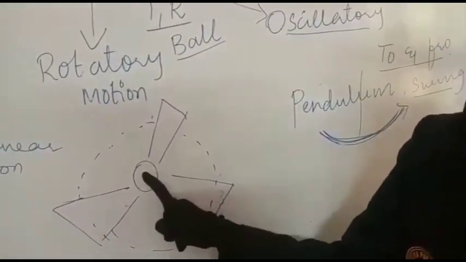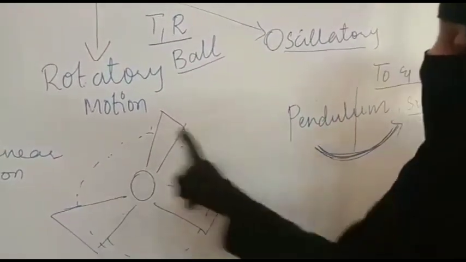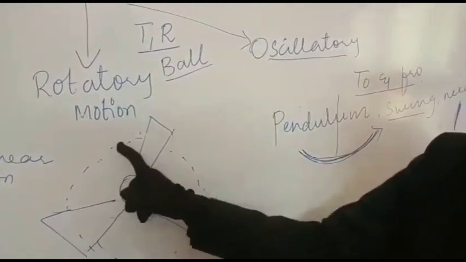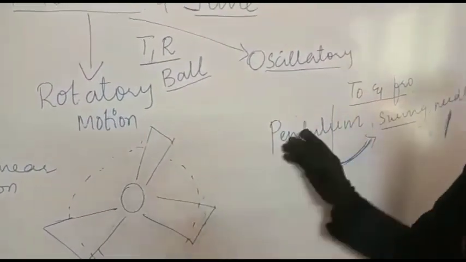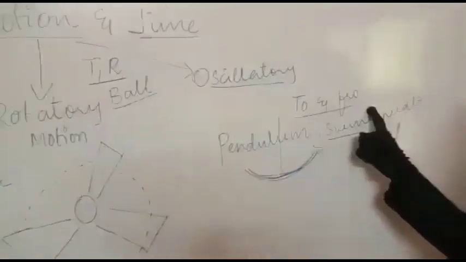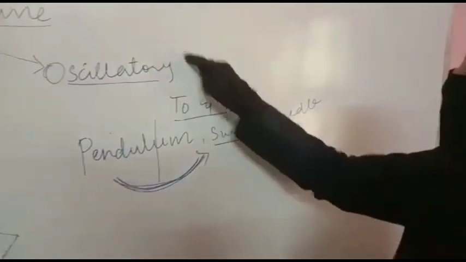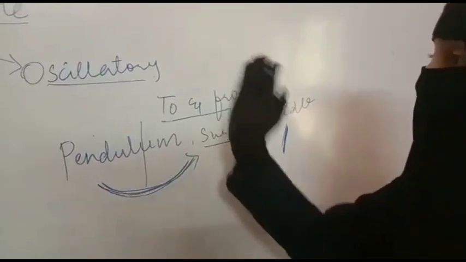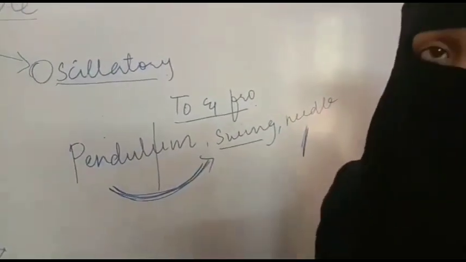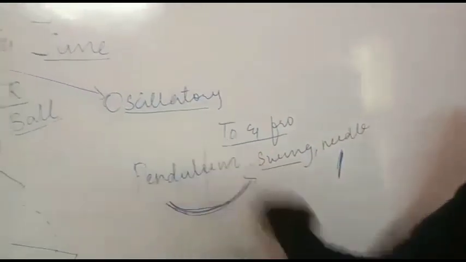If an object from a fixed point moves in a circular path, then it is said to be in rotatory motion. If an object moves in a to and fro path, that is what? Upward, downward, side to side, forward and backward, then it is said to be in oscillatory motion. These are the kinds of motion.